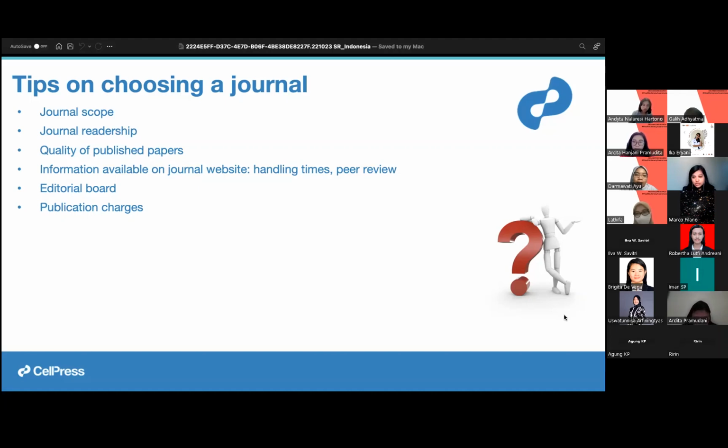And again, if it's a legitimate journal, all of those people will be listed. Do you recognize any of them? Are they experts in your field? Do you know them? Are they well recognized?